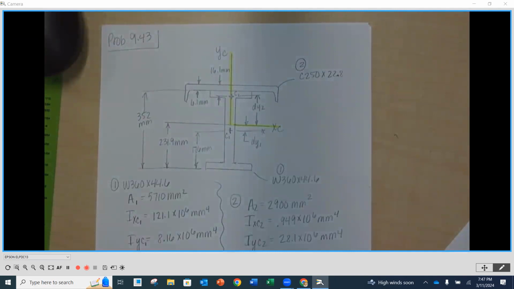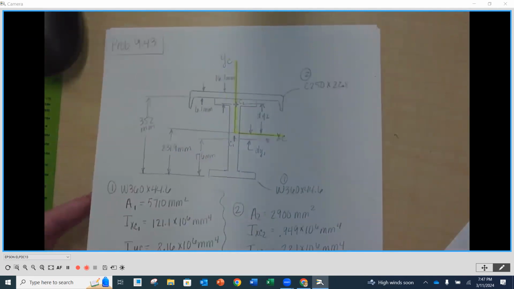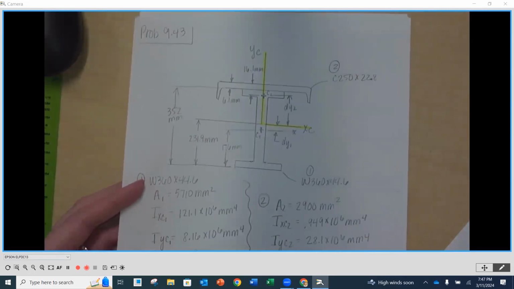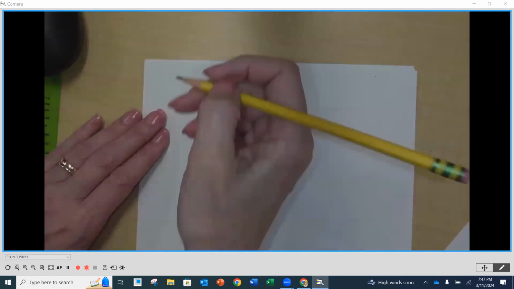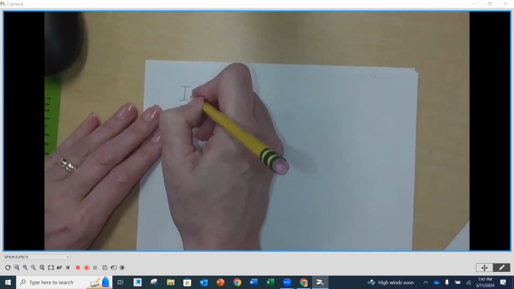Then now we are ready to, we've gathered all our information. We're ready to do the calculation for the moments of inertia about the centroidal axes. So let's first write those out. And we'll leave space so that we can add them.